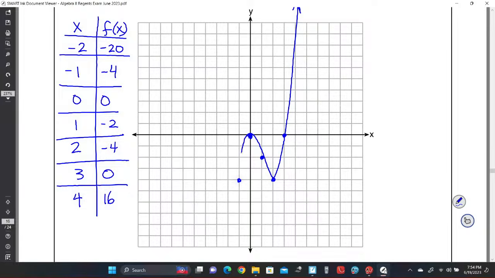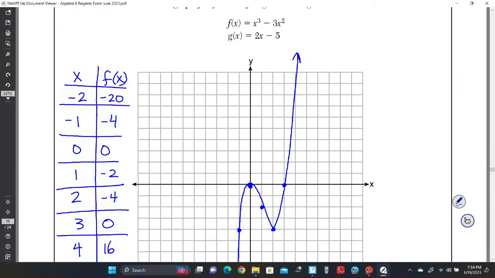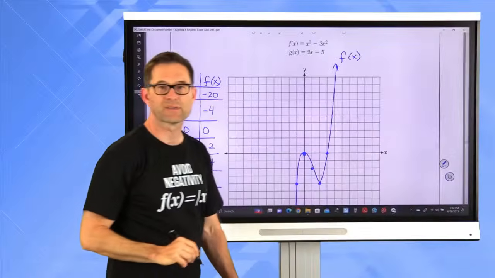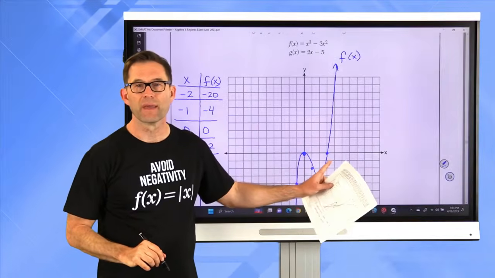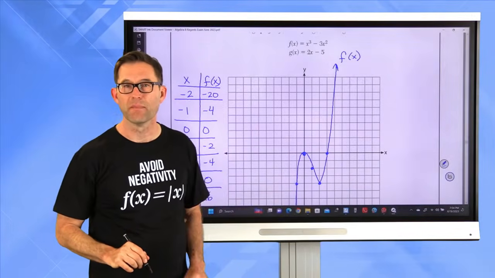That's actually kind of a boo-boo, but there we go. All right, now, make sure to label. I don't have to write the whole equation, but make sure to have that f of x, right? And I really should make it go through this point as well. I just kind of missed it a little bit.